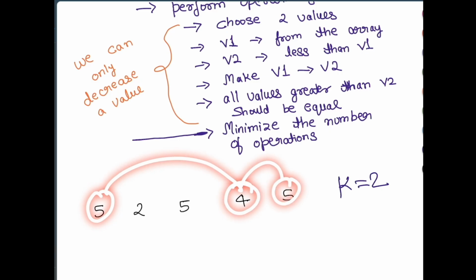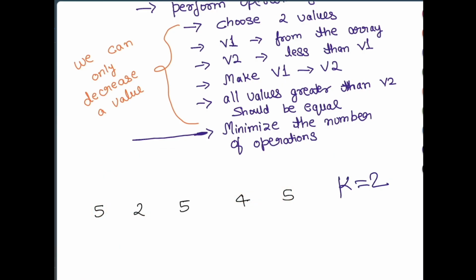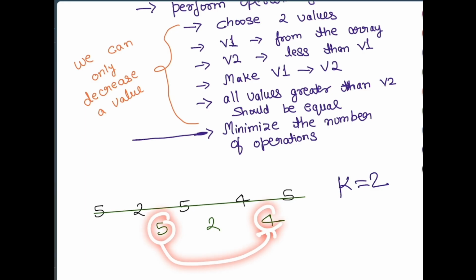Then again choose the maximum number and make it the next maximum number till we are able to make k equal to 2, right? So from here we can draw a very important thing, that we just care about the unique numbers, okay? If there are 5 multiple times, we don't care about it. We just care about the unique numbers, okay? So this will change from 5, 4, 5 to just 5, 2 and 4, okay? Now choose the maximum, make it 4. Now choose 4 and make it 2. So we are performing total 2 operations, right?